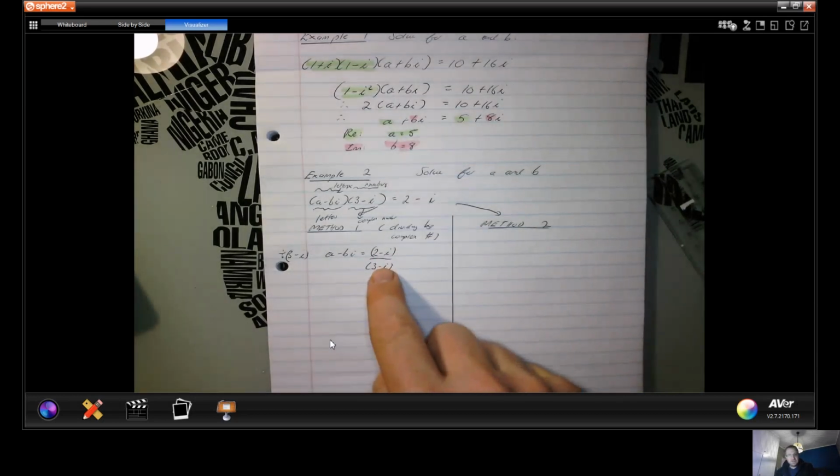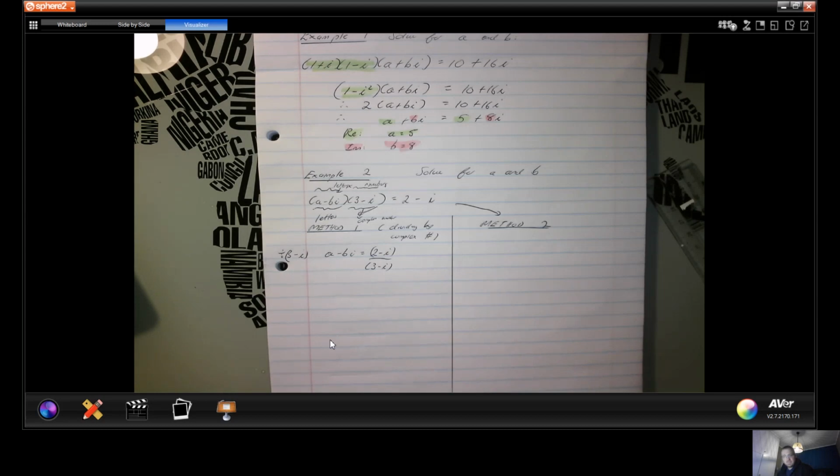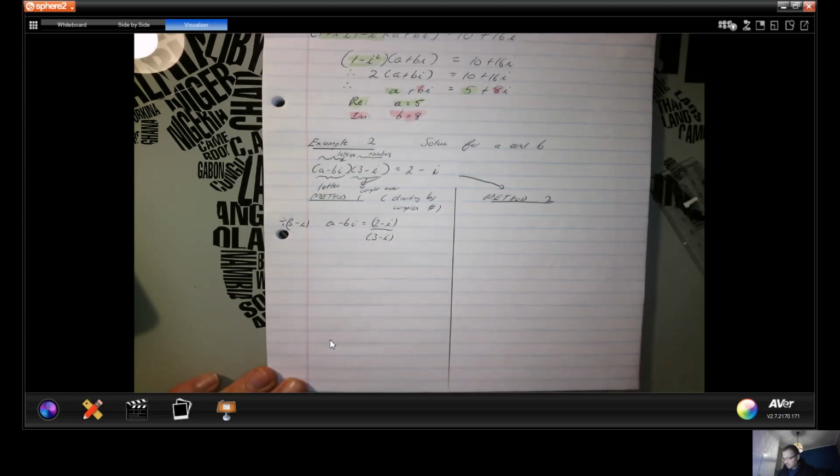Right. Now go do that division. How are you going to do the division? You're going to multiply the top and the bottom by the complex conjugate of the denominator, and then you're going to simplify. Then I want you to equate the real part with the imaginary part after you've done that. Right, press pause, and off you go.